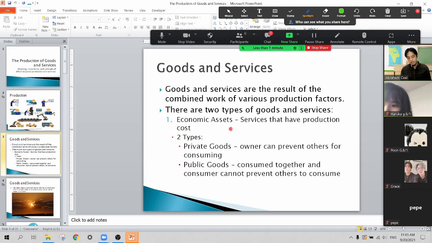That sums up unit 2. Next meeting we will have a review of unit 3, which is mostly about the sufficiency economy.